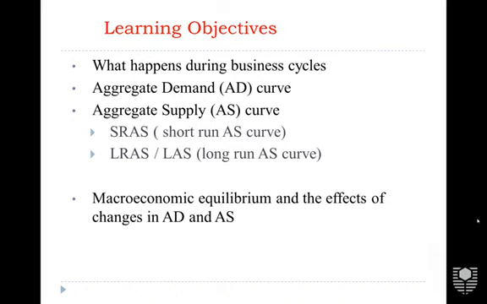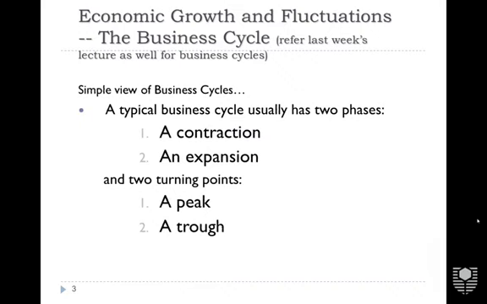We also need to understand today what is aggregate demand and what is aggregate supply. Aggregate supply would be of two types, short-run aggregate supply and long-run aggregate supply. And finally, we'll study the macroeconomic equilibrium and how the changes in aggregate demand and aggregate supply can actually impact the macroeconomic equilibrium, as we study in microeconomics. But the reference would be different here, because now we'll be talking about the economy as a whole and not the individual markets. So this is just a kind of repetition from the last lecture.